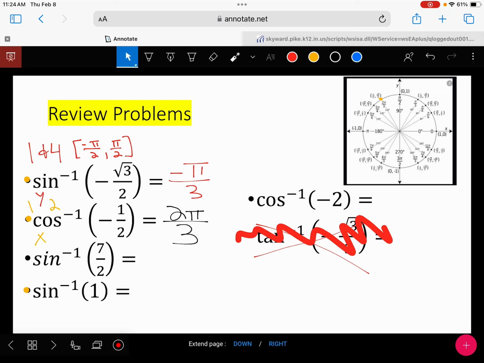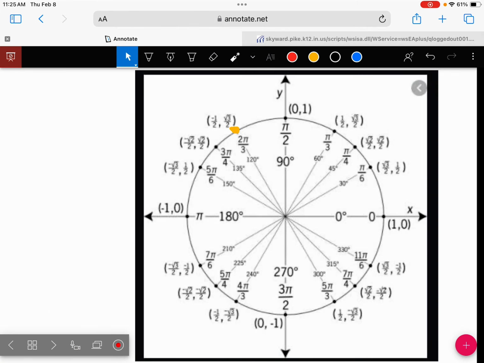Looking at this next one, inverse sine of 7 over 2. Inverse sine, it's our y-coordinate. Like we already said, we're going to be looking at quadrants 1 and 4. So we need to find a y-coordinate in quadrant 1 or quadrant 4 that's equal to 7 over 2.